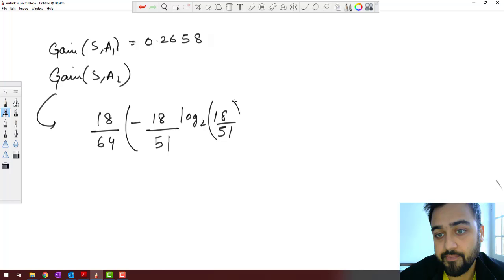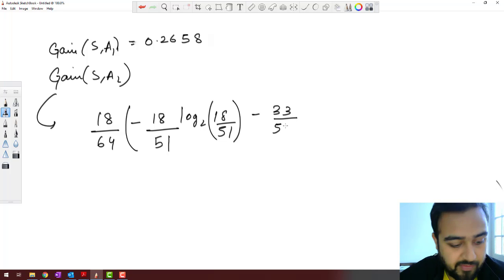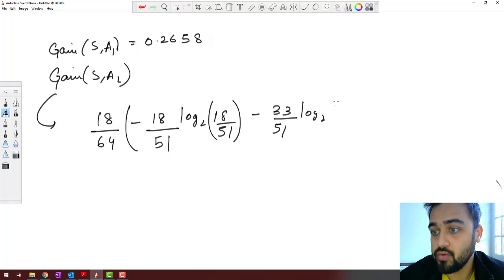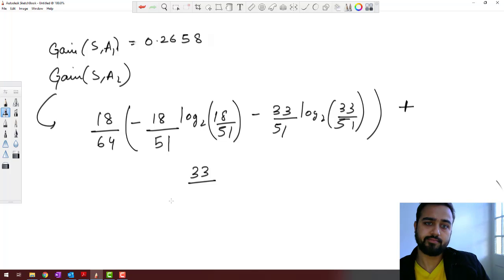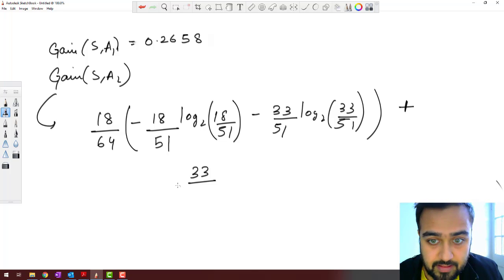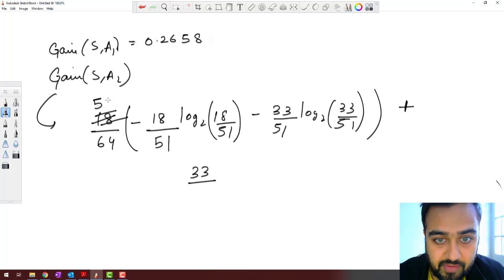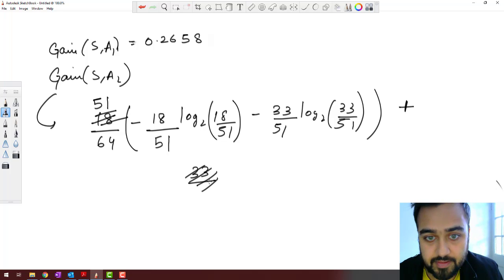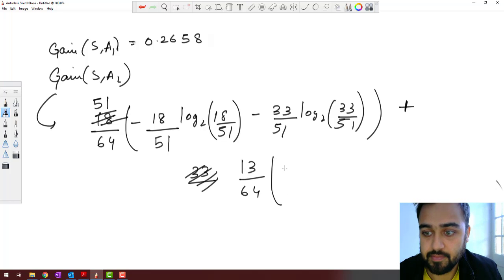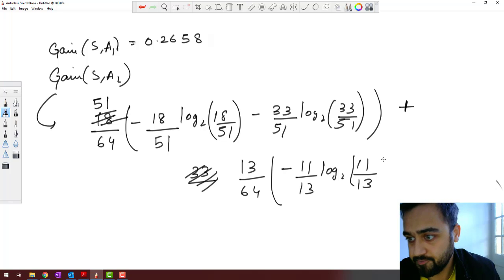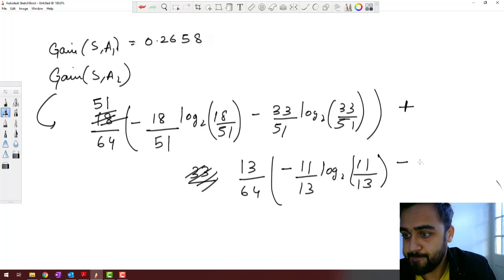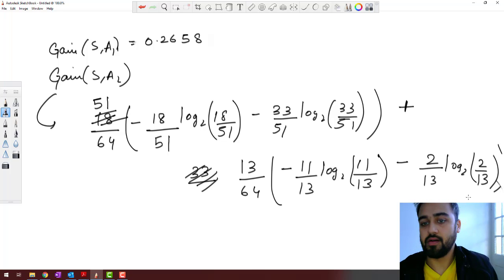Log 2 of 18 by 51 minus 33 by 51 log 2 of 33 by 51. So this calculates your first part plus 33 negative samples, right? Sorry, this wouldn't be 18, this would be 51, I'm sorry. And this would be 13 by 64 minus 11 by 13 log 2 of 11 by 13 minus 2 by 13 log 2 of 2 by 13.